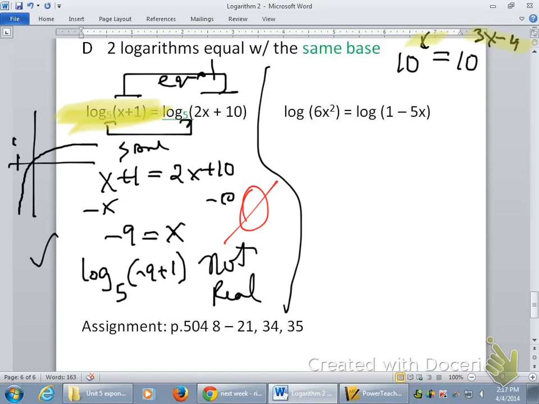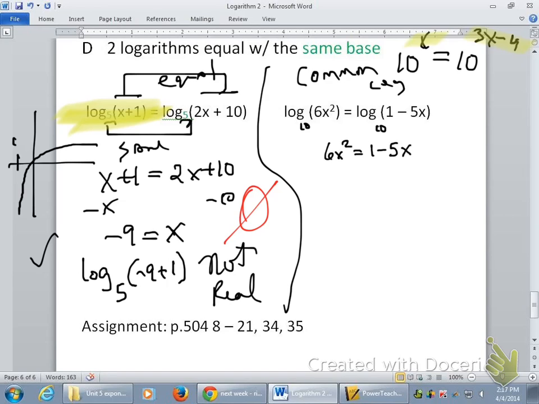Just want to remind you of the process here. Do these have the same base on this second problem? Yes, I do, because it's called a common log. You remember that it's called a common 10 log. So these have a base of 10 even though it's not written down. So they do have a base of 10. So I can jump right to it and say 6x squared equals 1 minus 5x.